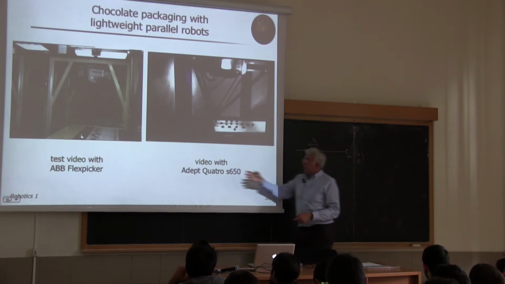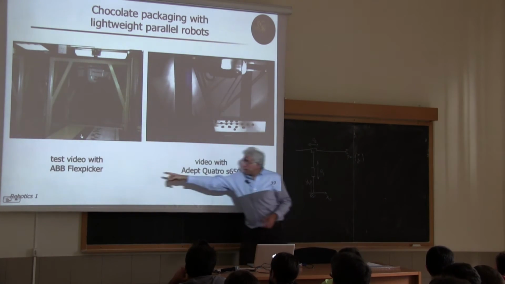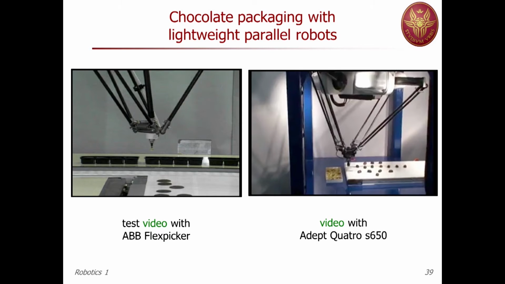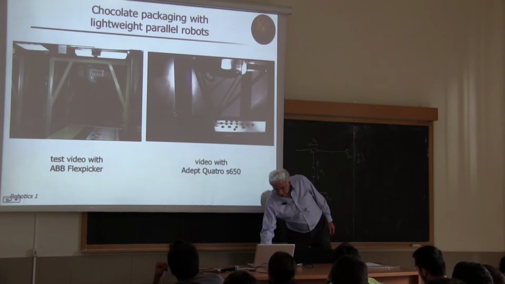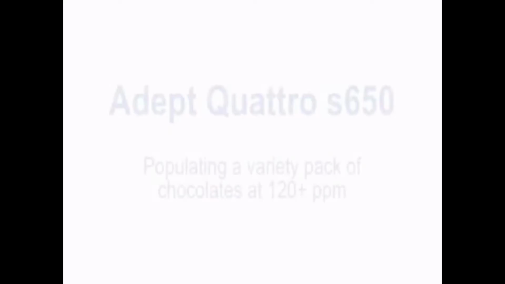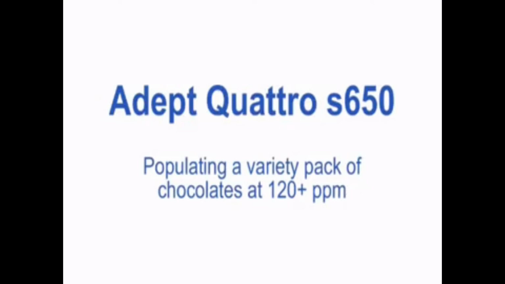And now the application. The application now, it's a different robot. This was the ABB FlexPicker that we have seen in the previous picture. This is an equivalent, you can see very similar kinematics, by Adept. This is the Adept Quattro robot. And here you can understand what this prototype was meant for, namely packing of chocolate boxes.